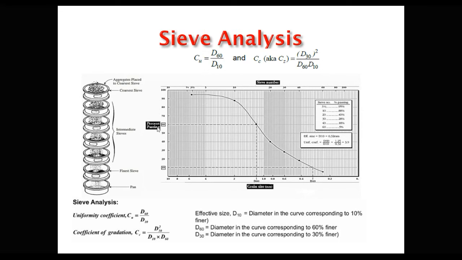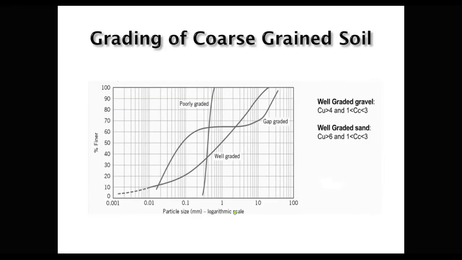So based on this grain size distribution curve, we have the uniformity coefficient and the coefficient of gradation. We have D60 over D10, and D30 squared over D60 times D10. And I'll tell you what these values signify in a bit.